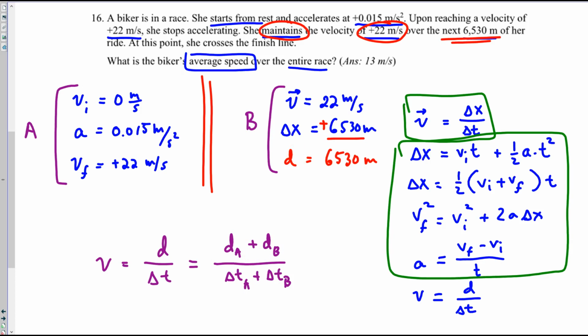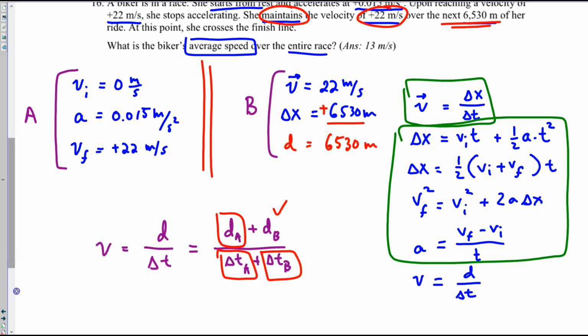That's one thing that I know. So this I have to find. This I already know. Do I know the time in segment A? Nope, it's not listed. I better find that. Do I know the time in B? No, that is also not listed.